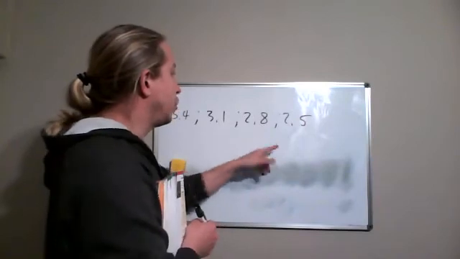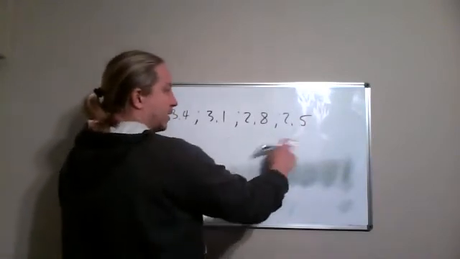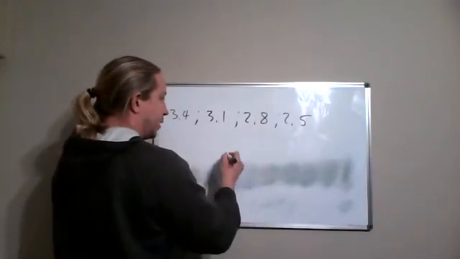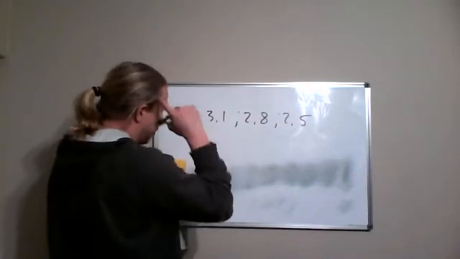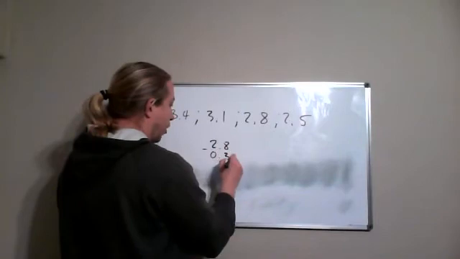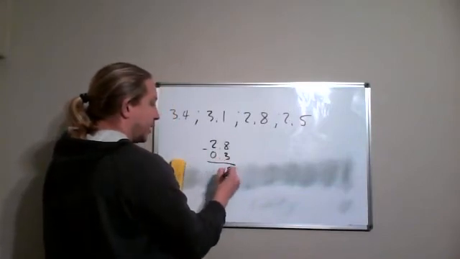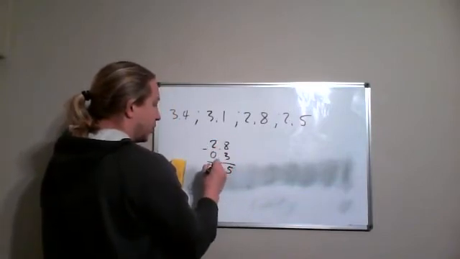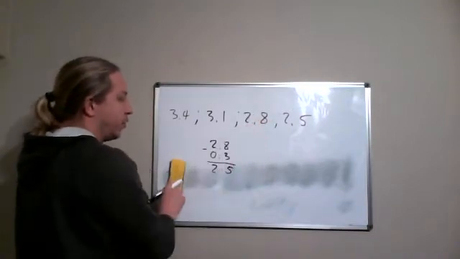Guys, if you can't do this in your head, do it on a piece of paper. So we know we're subtracting 0.3. So 2.8 minus 0.3 equals: 8 minus 3 is 5, 2 minus 0 is 2. So it's 2.5. There it is.